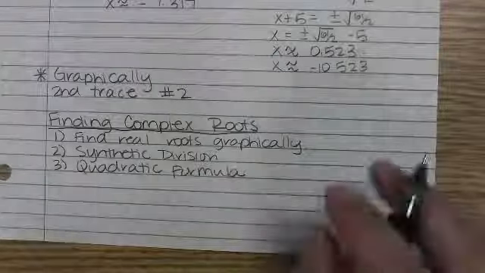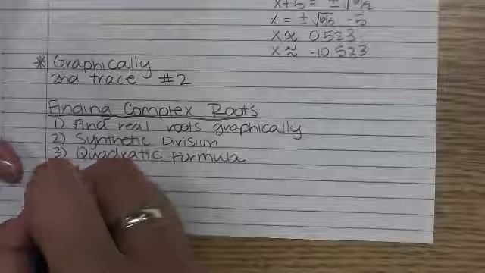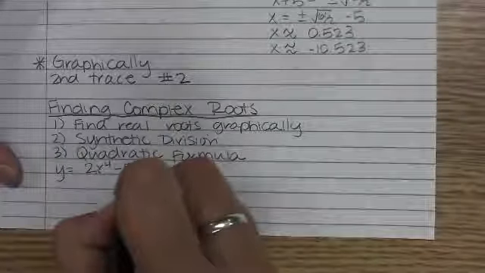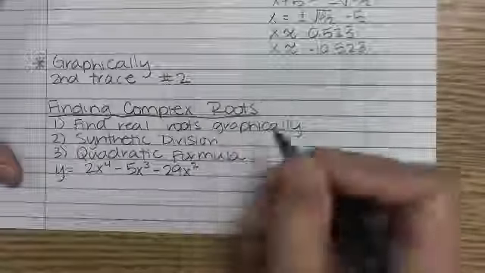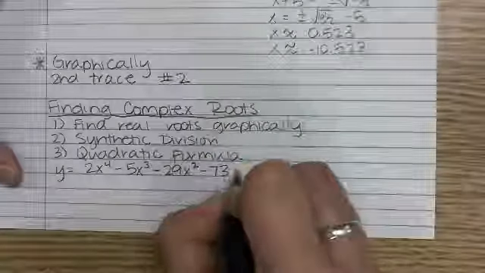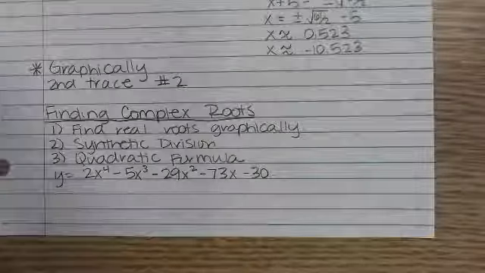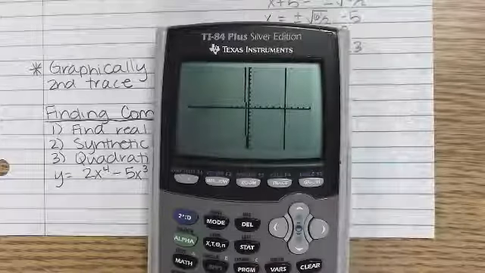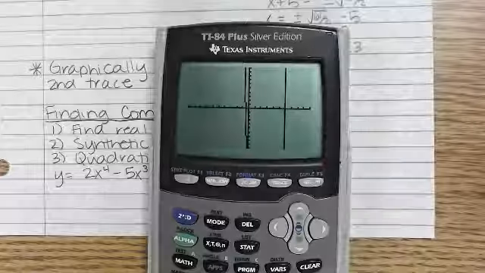Okay, so on this problem, we're going to go ahead and find all of the roots, the real roots and the complex roots. So 2x to the fourth minus 5x to the third minus 29x squared minus 73x minus 30. I went ahead and plugged it in on the calculator already. This is what it looks like. So we have a real root here and a real root there.